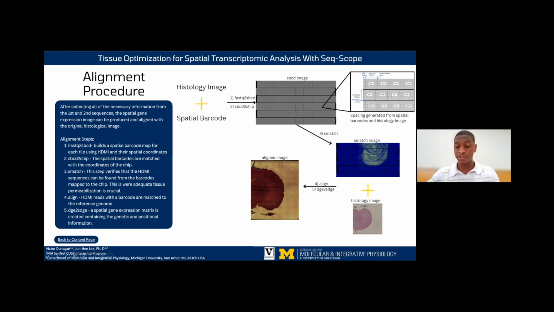Then the SMATCH image, along with the histological image, goes through two more steps in order to arrive at the final aligned image. And so we basically align the HDMI reads to the reference genome, and then we're able to produce a spatial gene expression matrix as well that has the information for the HDMI, the positional coordinates, and then the gene that's also been sequenced.